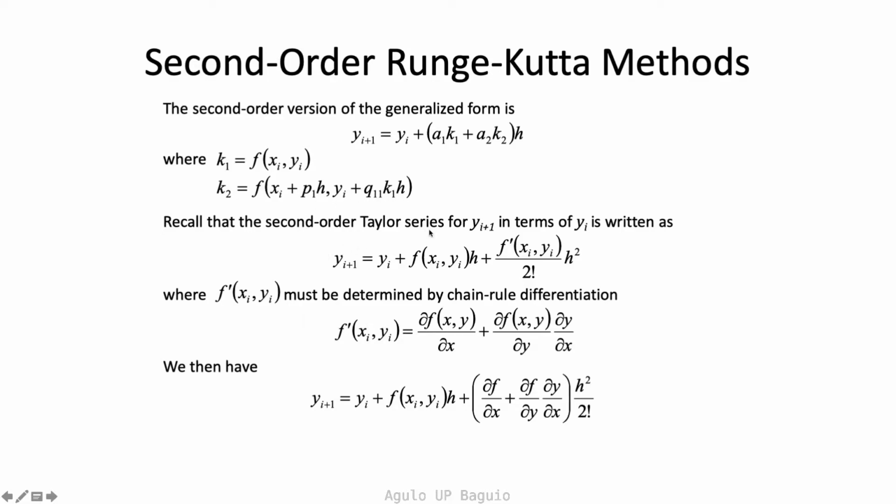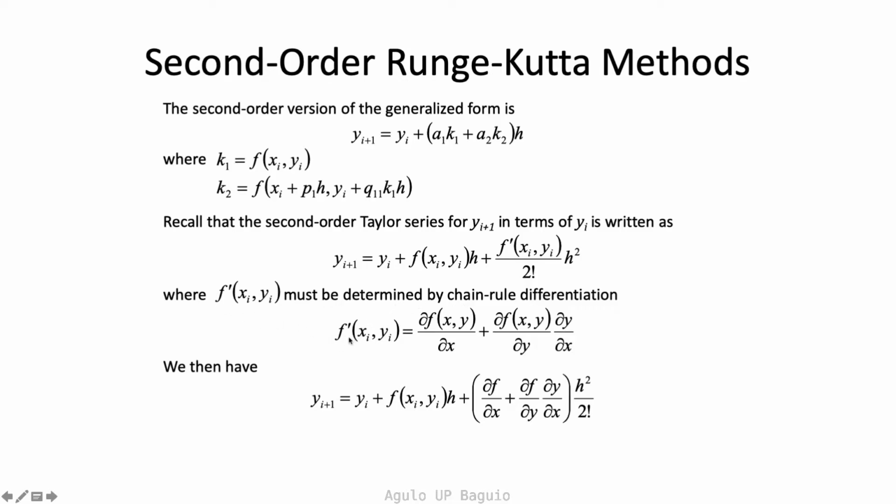Now, recall that the Taylor series for y sub i plus 1 in terms of y sub i is written as y sub i plus 1 is equal to y sub i plus the function f of x sub i, y sub i times the interval h plus the first derivative of the function f prime of x sub i, y sub i times h squared over 2 factorial. So we ignore the higher order terms here, the terms involving h cubed. f prime of x sub i, y sub i must be determined by chain rule differentiation.